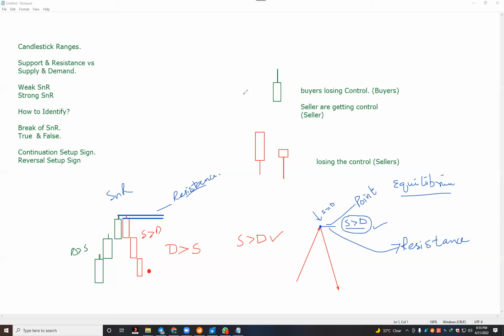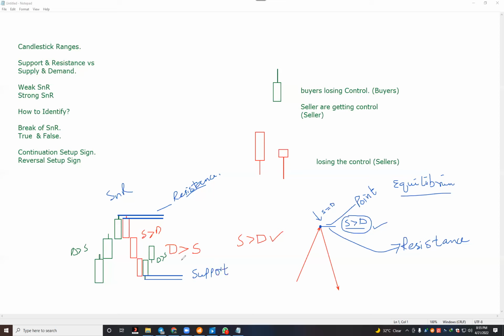Okay. For example, now the price is moving up. At this point, the price is moving up. So here I can say the demand is greater than supply. Okay. And at this point, where the supply decreases and demand increases, it becomes a support. Right? It becomes our support.